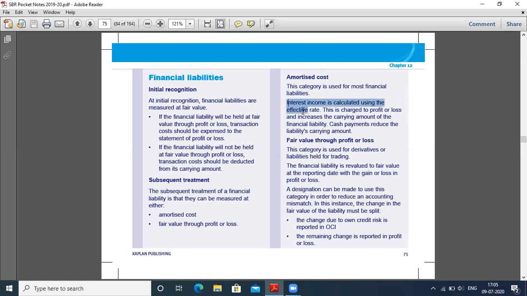Now we try to understand this particular statement with an example. According to the amortized cost method, interest is calculated using the effective rate. This is charged to profit or loss and increases the carrying amount of the financial liability. Cash payment reduces the liability carrying amount.